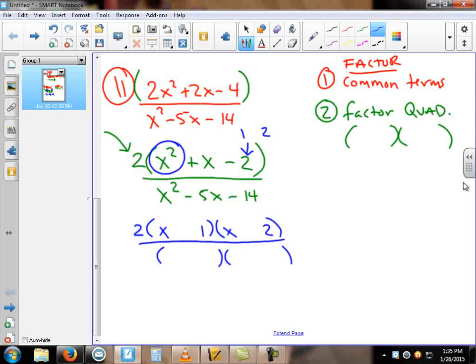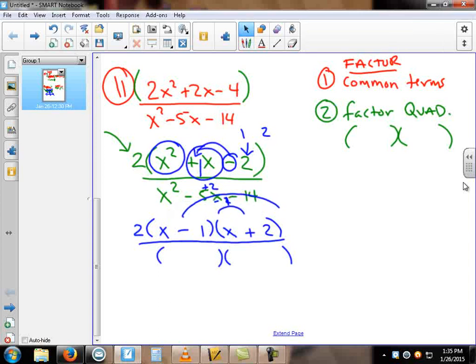Now it says they're negative, so one of them's plus and one of them's minus. If I think about this and I want to have a positive 1x when I'm done, I need the bigger number, positive 2, to be positive and the 1 to be negative. Real quick check, that's -1, positive 2. That adds up to positive 1 right here. Okay, so everything checks out for me. Let's get rid of that.